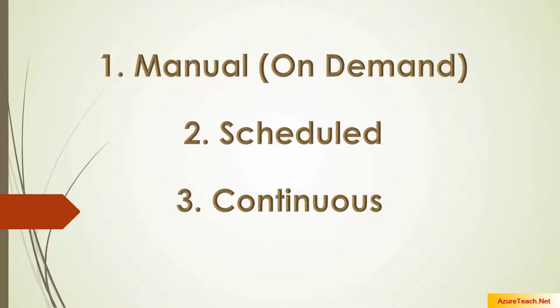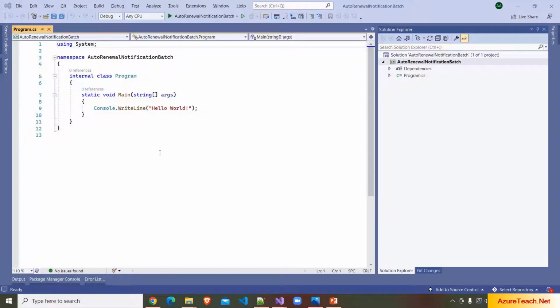You can relate scheduled web jobs to console applications or some other applications. They run at a particular time every day or every week or every month based on the requirement, and continuous web jobs are like Windows services. In this demo, we are going to discuss scheduled web jobs. We are going to create a console application and deploy that as a web job. So here I have created a .NET 5 console application.